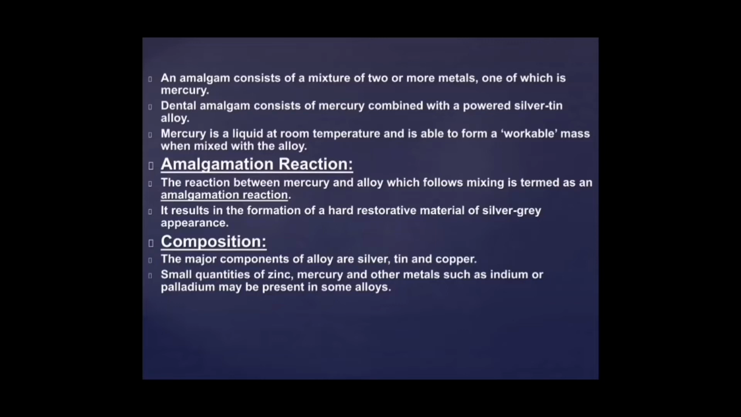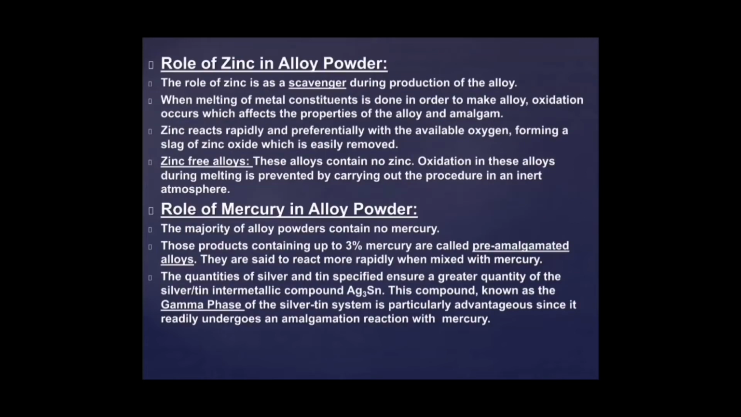Now we will discuss the properties of the components used in the alloy. First of all, we will discuss the role of zinc in the alloy particle. The role of zinc is as a scavenger. The word scavenger is meant to save something. During production of the alloy, when melting of the metal constituents is done in order to make an alloy, oxidation occurs, which affects the properties of the alloy and amalgam.